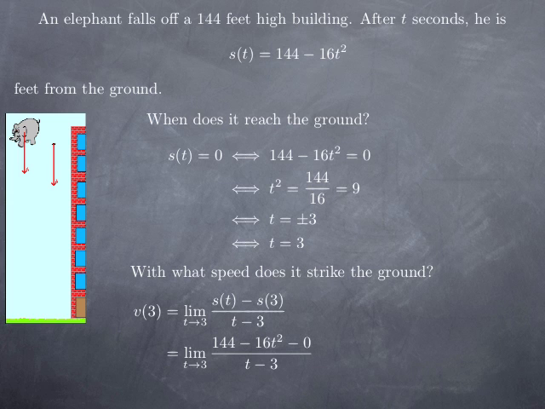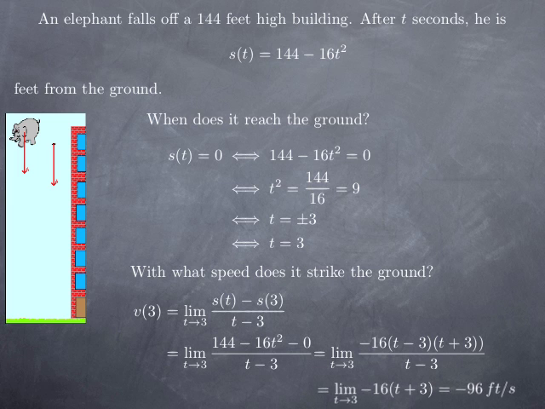Substituting for s of t and s of 3 their values, we get 0 for s of 3 because this is how we found the time t equals 3. And we know in advance that we can factor t minus 3 in what we have at the top. There is a factored form. After cancelling the common factor, we obtain a polynomial in t, and to obtain the limit at 3, we only need to plug t equals 3 in this, and we obtain negative 96 feet per second.